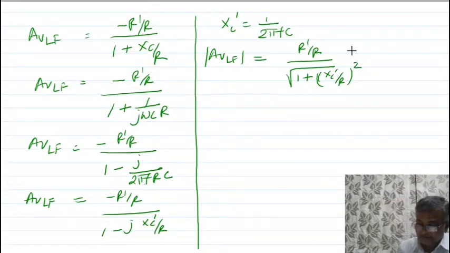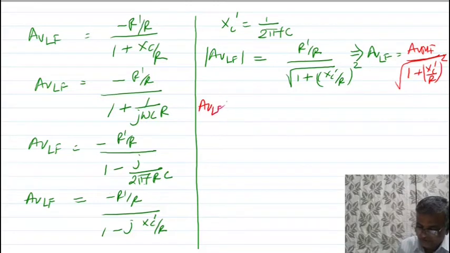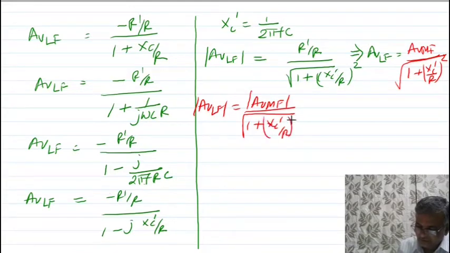And this is nothing but the gain at low frequency. The gain at low frequency is nothing but the gain at mid frequency upon the square root of 1 plus (Xc dash upon R) whole square. So gain at low frequency in modulus is gain at mid frequency in modulus upon root of 1 plus (Xc dash by R) whole square.